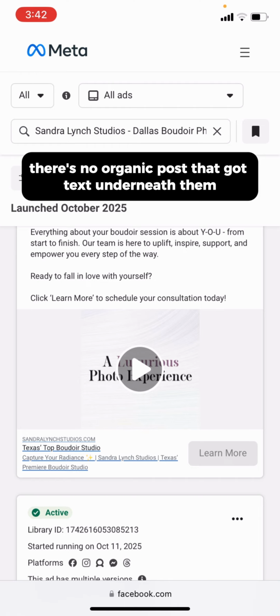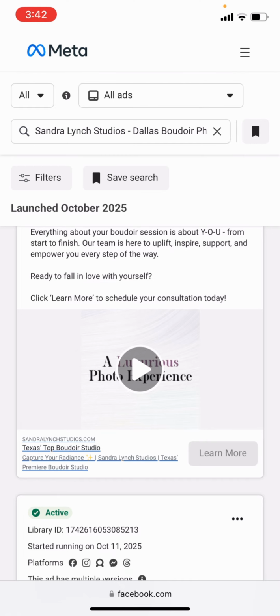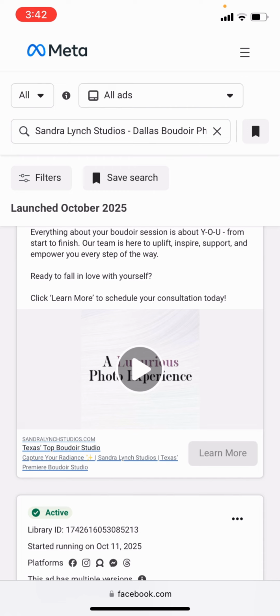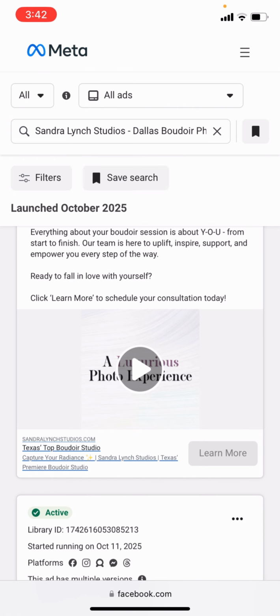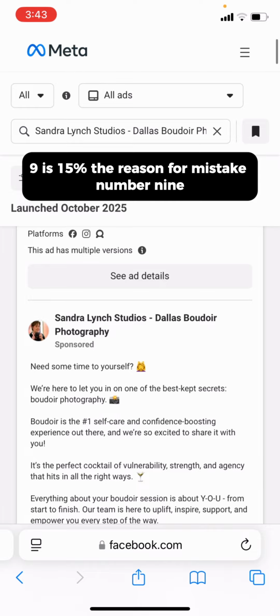There are no organic posts that have text underneath them. There are no organic posts that have buttons underneath them. These are attributes of ads, ad attributes. Well, that's reason 1 for mistake number 9. Reason 2 for mistake number 9 is 15% of the reason for mistake number 9.